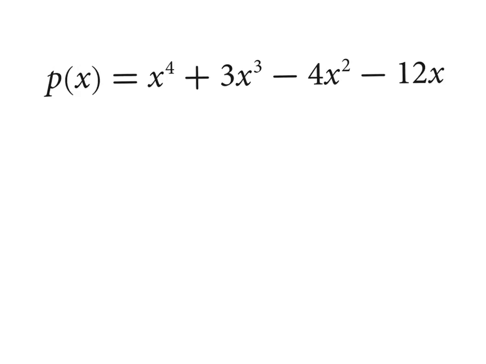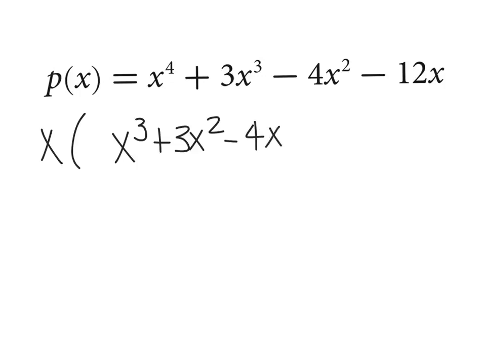Yes, there is a GCF here. And that GCF is x. So if I take out the GCF of x, then I'm left with x cubed plus 3x squared minus 4x minus 12. And now I still have 4 terms, so that's good. But now that I have 4 terms, I can actually group and factor.